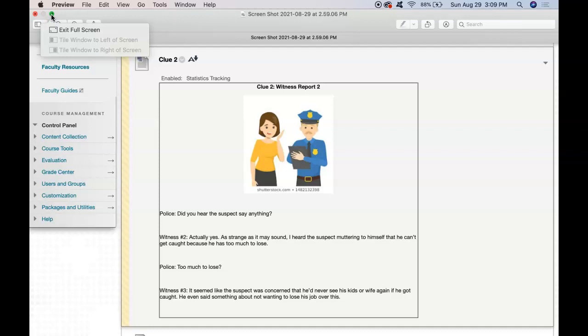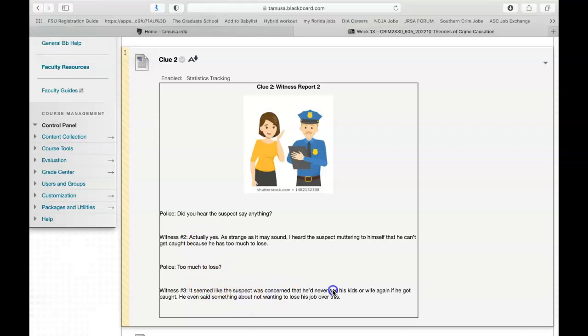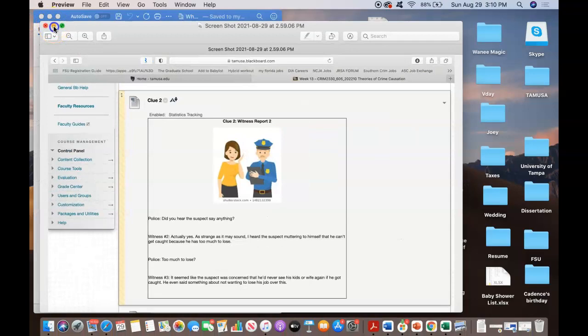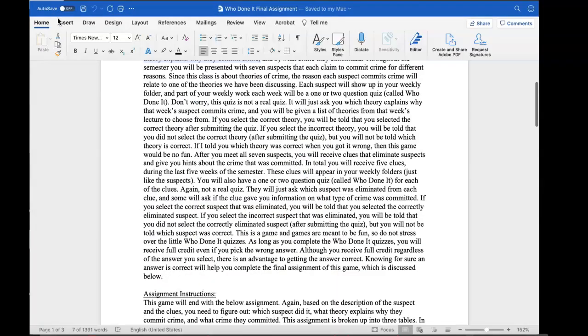Also, if you fill out that table, you can line them up with which theory. And then these clues also are going to be representative of a theory. So the fact that this guy has something to lose, as you see throughout the semester, is going to be important for a specific theory. And so that will tell you which suspect you can eliminate. So let me go back to this right here.